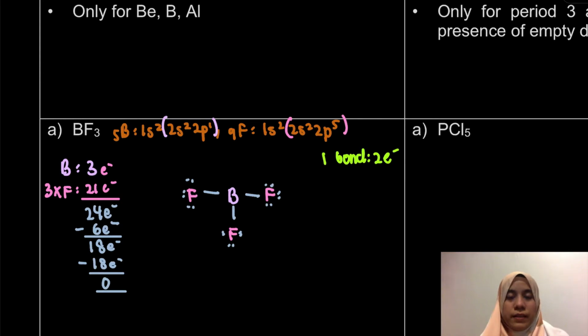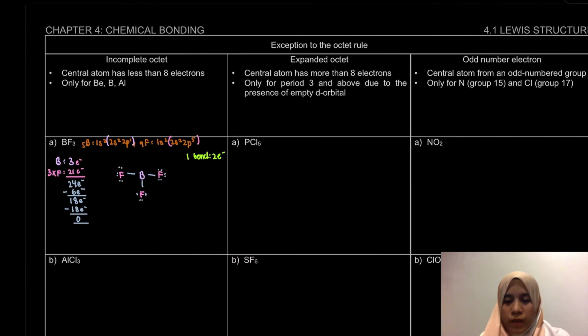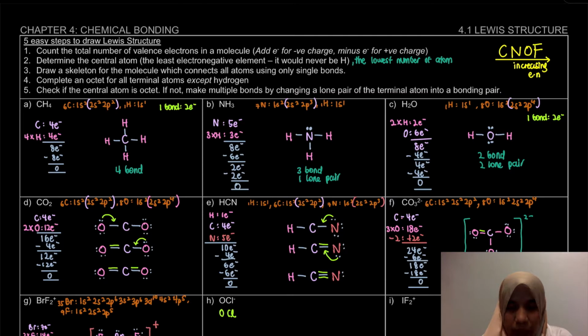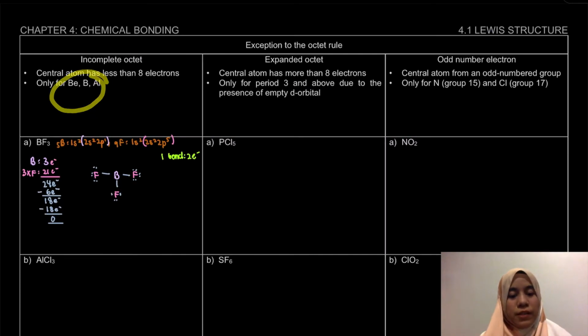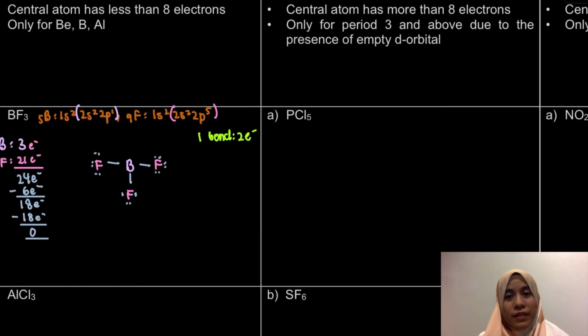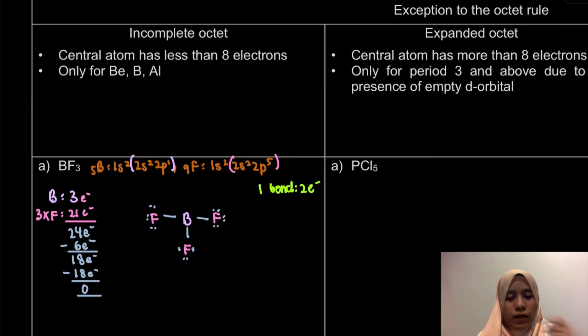What happened next? As we can see here, our boron does not reach octet. But in this case it's fine, it doesn't matter, because this is an exception. For example, previously for the case of carbon, we try to make it octet by sharing the lone pair of electrons. It can be a double bond or triple bond. But carbon is not an exception. The exception is only BeBAl. So, in this case, boron, you might think we need to make a double bond. There's no need, because this is an exception. So, I have done BF3. You could try AlCl3 yourself.